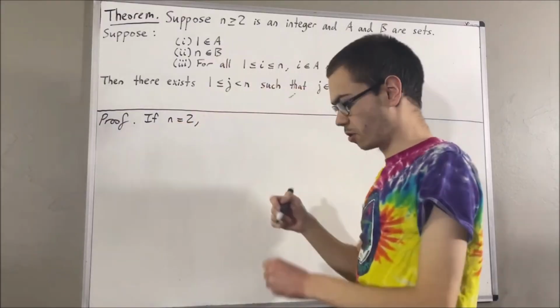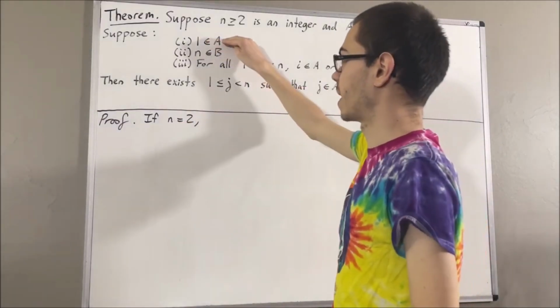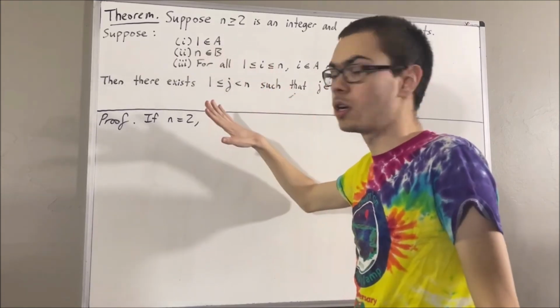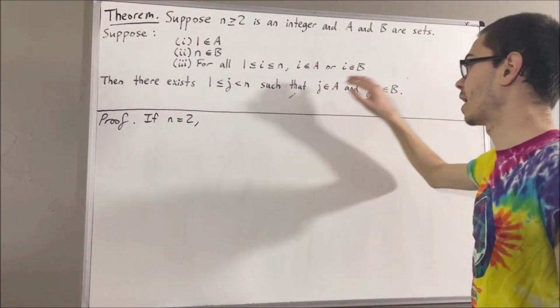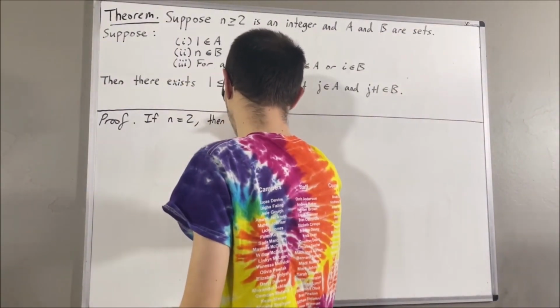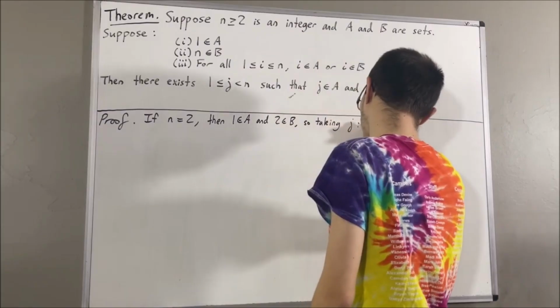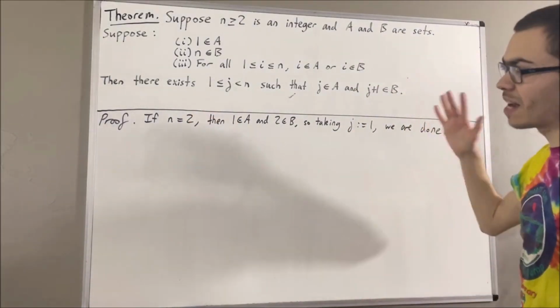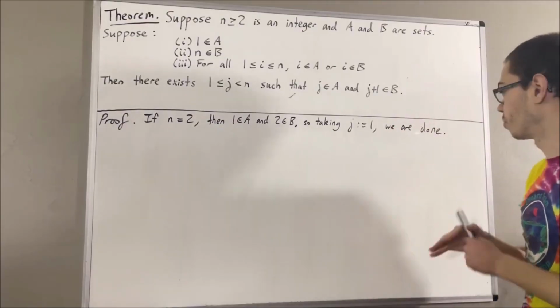If n is equal to 2, well then we have 1 is an element of A and 2 is an element of B. So taking j to be 1, we have that j is an element of A and j plus 1 is an element of B. So we're done. So this completes the case n is equal to 2. Now let's consider the case n is greater than 2.